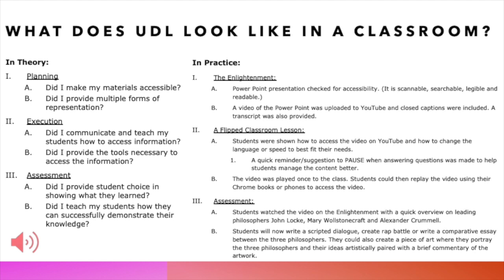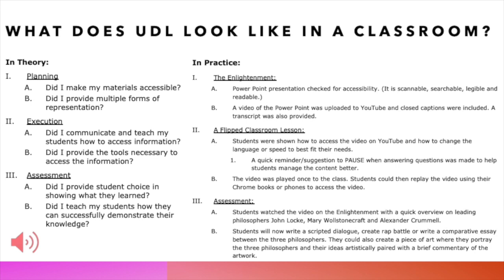In practice, if you have a lesson on the Enlightenment, for example, you'd have a PowerPoint presentation where it's been checked for accessibility, and that video could be uploaded to YouTube with closed captions included or a transcript provided, so that you've been able to make it accessible to those who are hard of hearing. In a flipped classroom, you could show your students how to access the video and how to change the language or speed to best fit their needs.